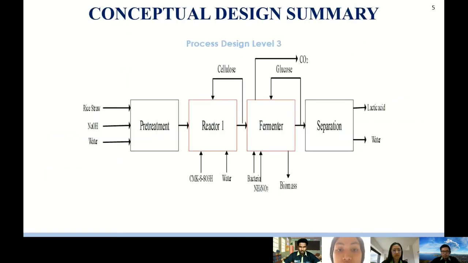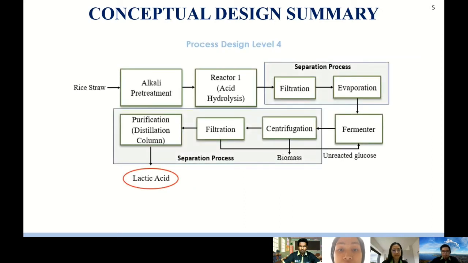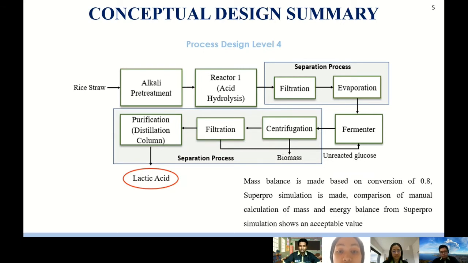So we go to the summary of process design level 3, which involves reactor 1 and the fermenter. Next is the conceptual design summary for process design level 4, where we have two separation processes involving filtration, evaporation, centrifugation, filtration, and purification by distillation column to produce lactic acid. We have already done the manual and software calculation using SuperPro.